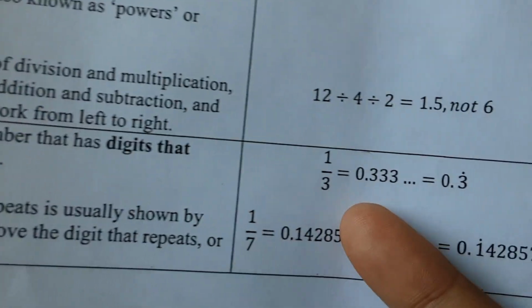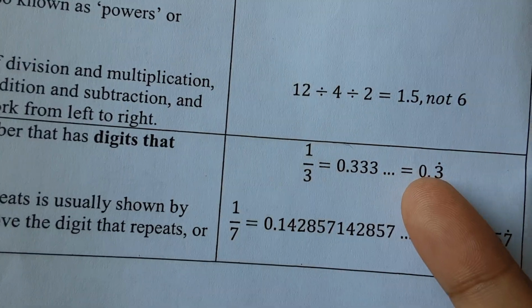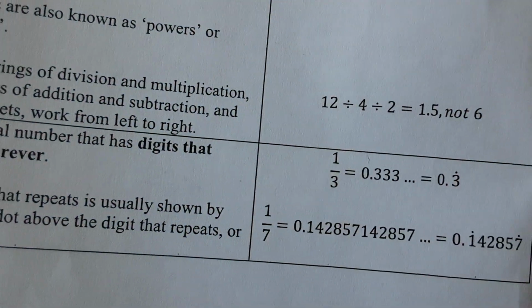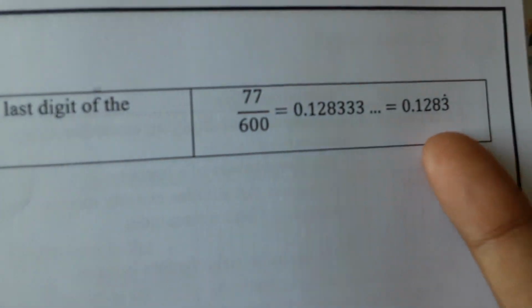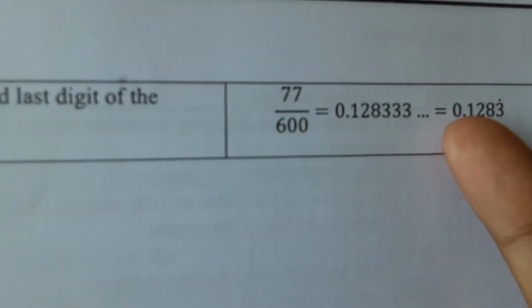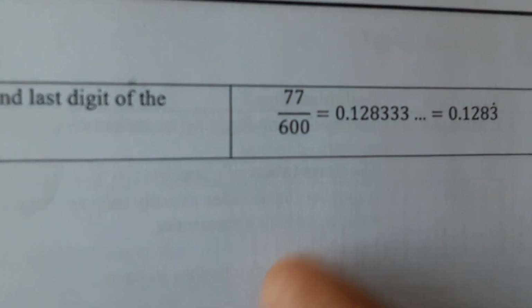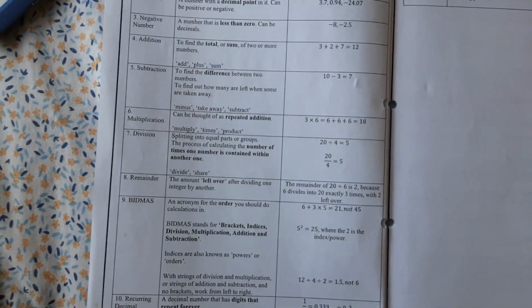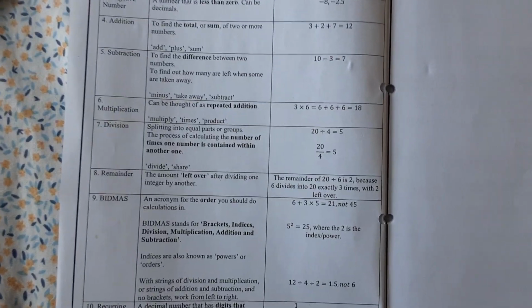Same as this one. 1/3 equals 0.33. The 3 will repeat forever, so you just put the 3 recurring, and we know that it will repeat forever. Same as over here. I've got 77 over 600 equals 0.12833. Just put the 0.1283 because we know the 3s will obviously go on forever. That is pretty simple, and we've just gone through all of this. Now we're going to go to the next page.